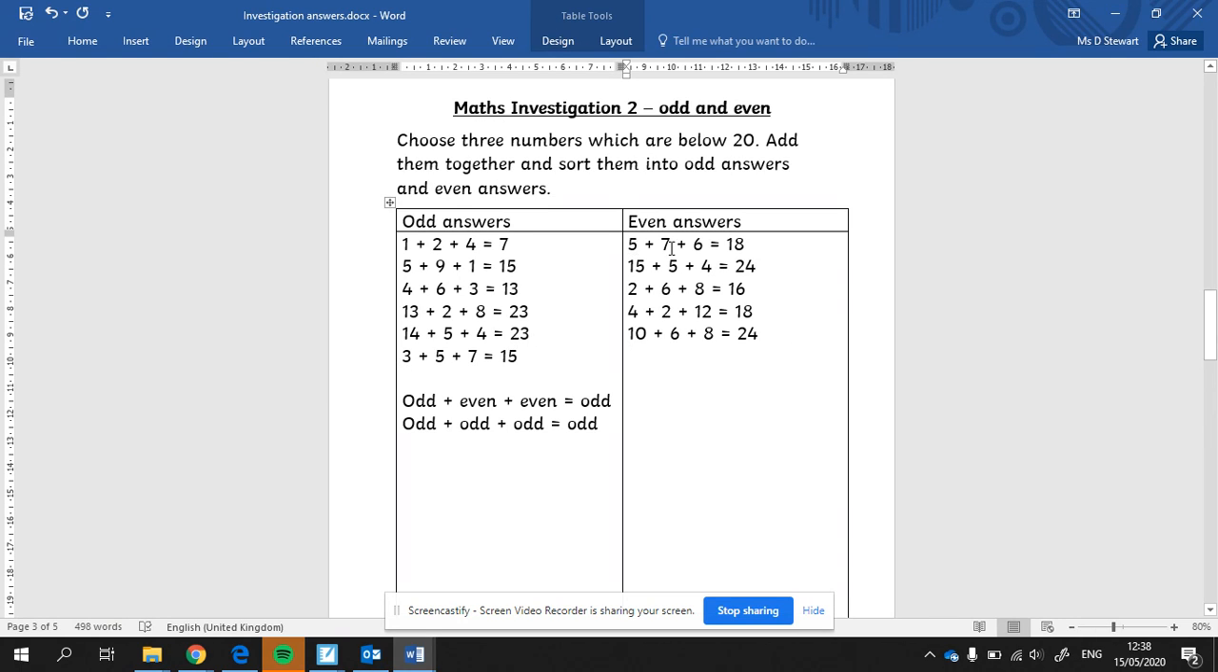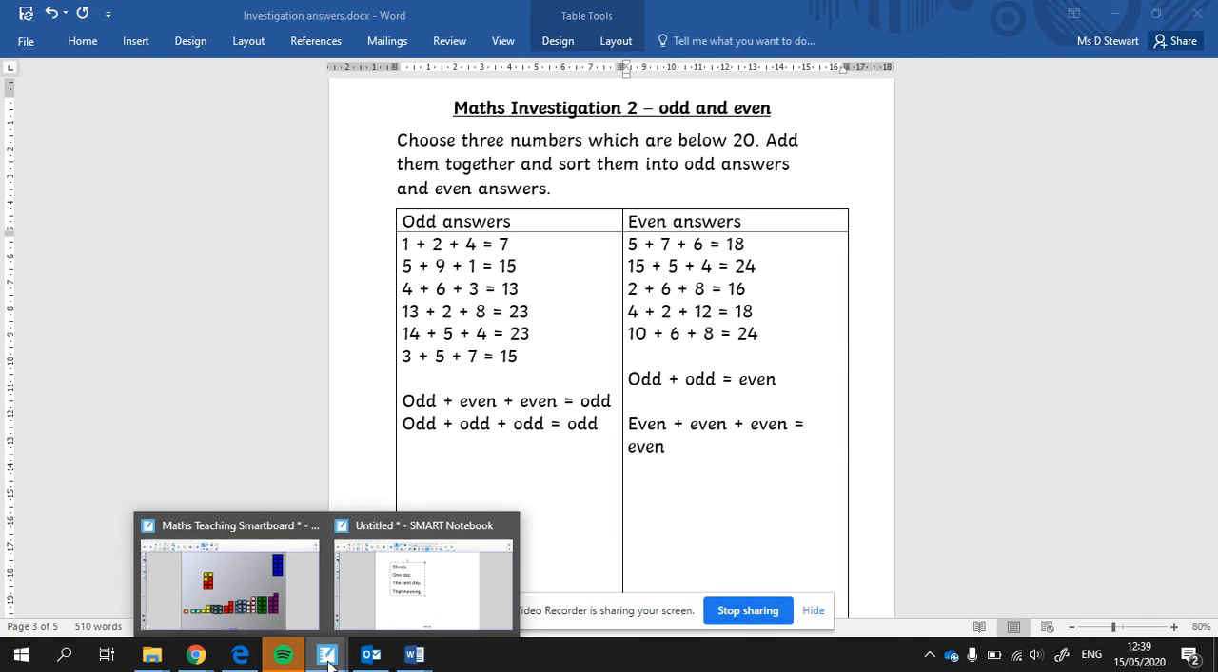And here we've got 2 odds plus an even. Odd plus odd equals even. And then for this one, that's also odd and odd is even. And even plus even plus even also made an even answer. Same for this one, same for this one. So again, we've got these patterns that keep coming up. We want to see if they're always true. So let's have a look with the Numicon again.